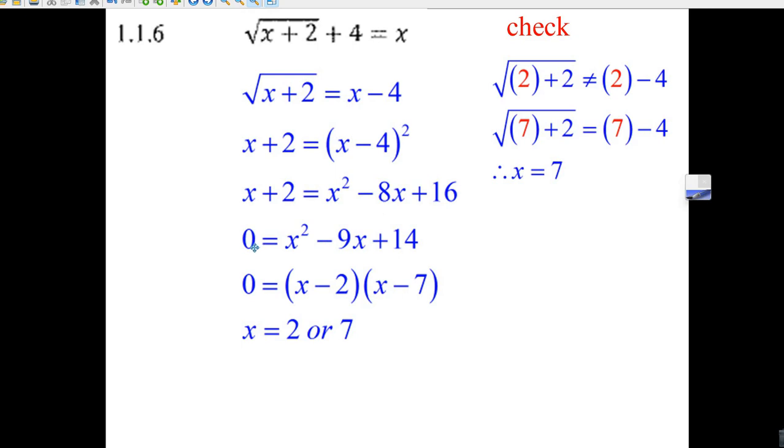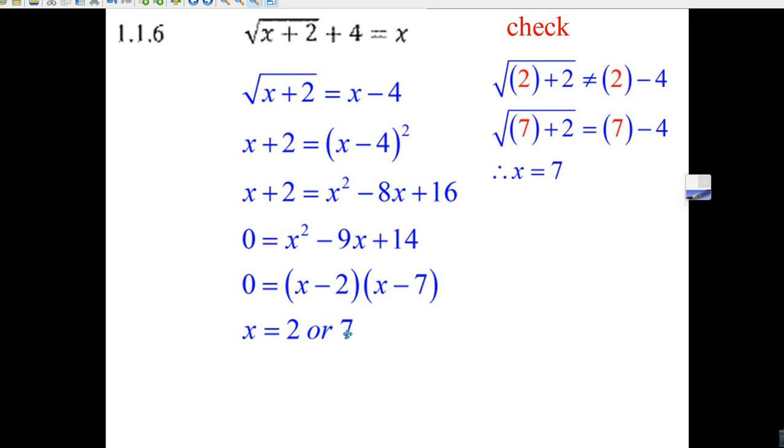You've got to put it in standard form, so you subtract x, you get minus 9x, you subtract 2, you get 14. Now you're looking for two numbers that multiply to equal 14, but combine to equal 9. Well, 2 times 7 works really good, and it's got to be a negative times a negative to give me that positive. So it's (x minus 2) times (x minus 7). Now, once you've factored it, you've got the two answers, x equals 2 or 7.